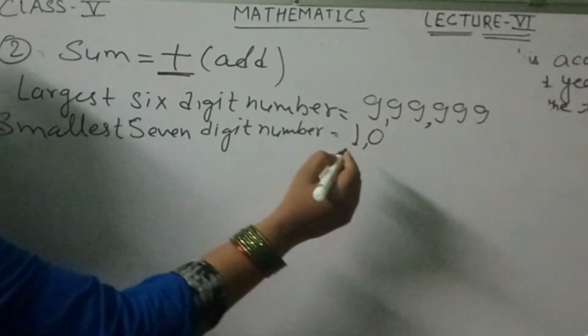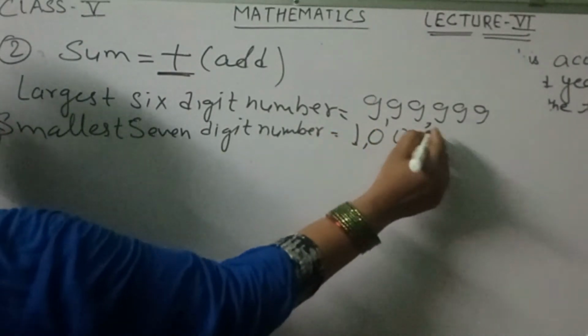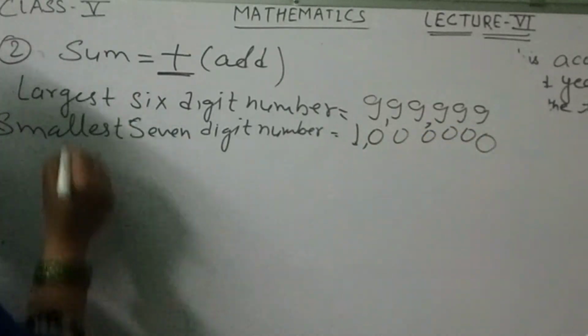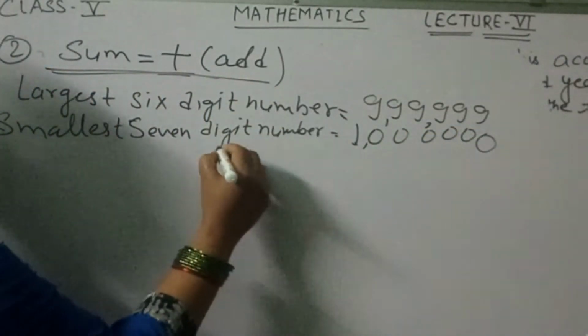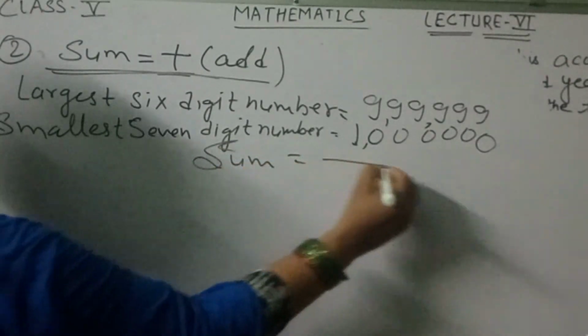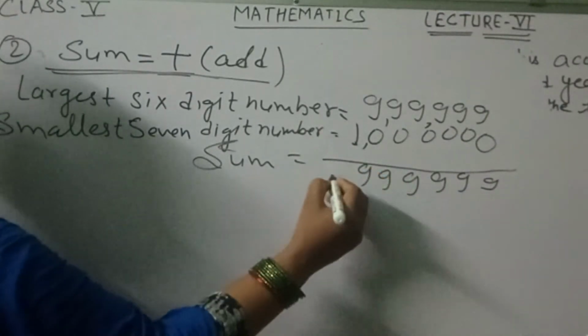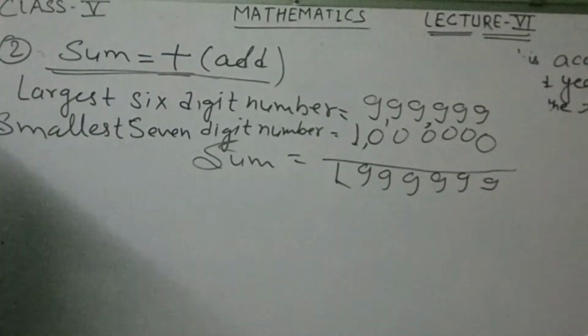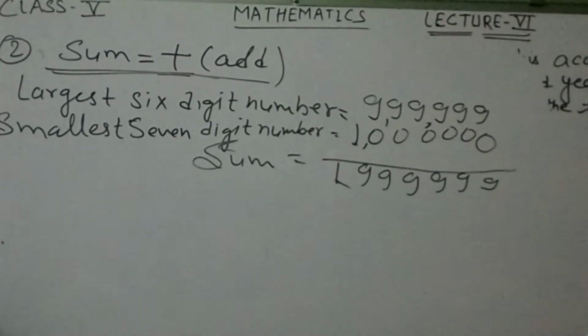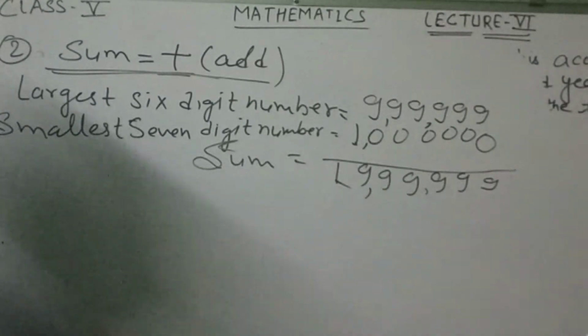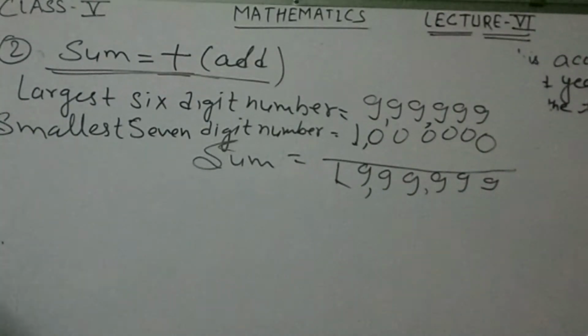And after then we have to put the 0. 1, 2, 3, 4, 5, 6, 7. And we have to find the sum. So write here sum. Add this number 1, 2, 3, 4, 5, 6. And this one will be the 1. So the answer will be 19,99,999. Okay. Same way, we have to solve all the statement problems.